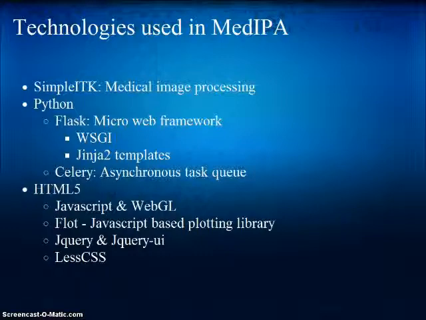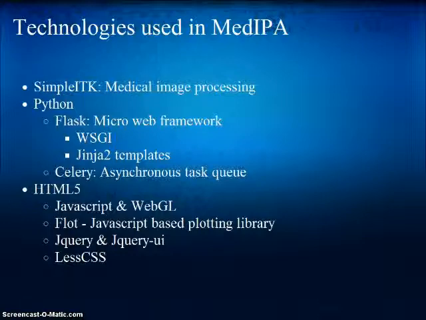Other Python libraries that we're utilizing is Flask, which is a micro web framework for prototyping and rapidly building small websites. And we utilize the WSGI server standard as well as the Jinja 2 templating language for our various pages to reduce rewriting the same boilerplate HTML and JavaScript. Also, we're using Celery, which is an asynchronous task queue, to help process some of the I/O and not bog down the user's experience when uploading large image files.